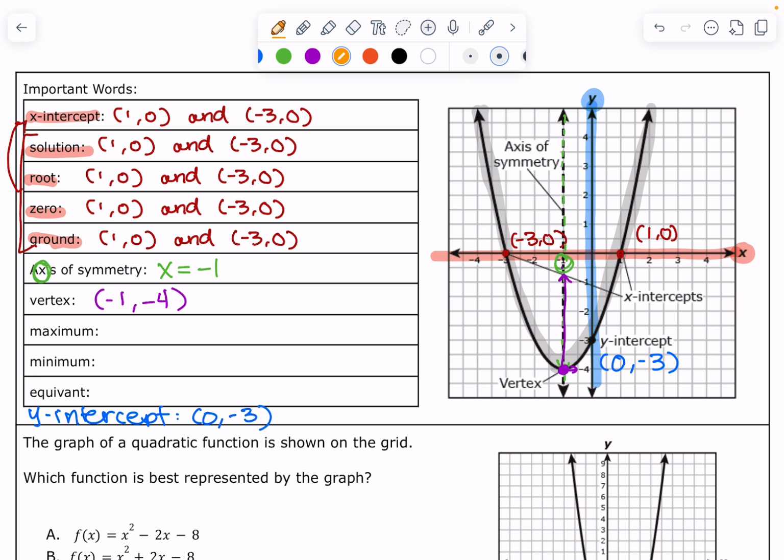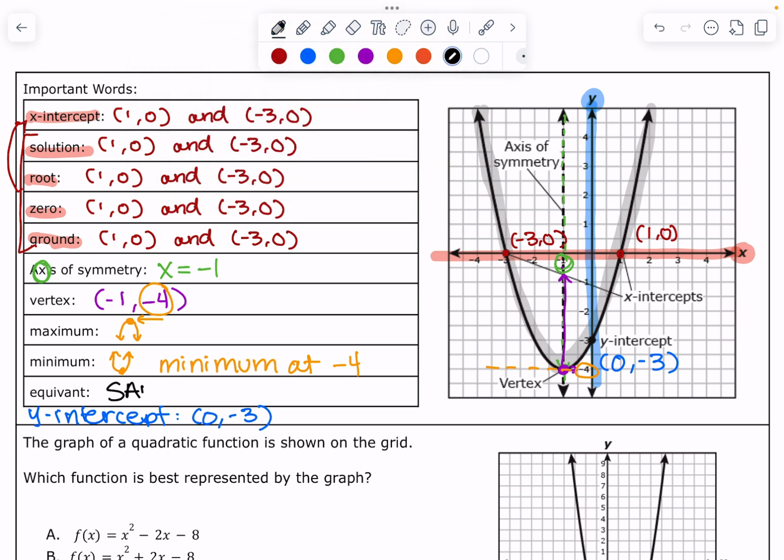It's a little bit difficult to do maximum because this graph doesn't have a maximum. Maximum is going to be your highest point, and minimum is going to be your lowest point. Right here, our graph has a minimum at -4. And we can grab that number from our vertex as well. Whatever your vertex y value is, that's your minimum.